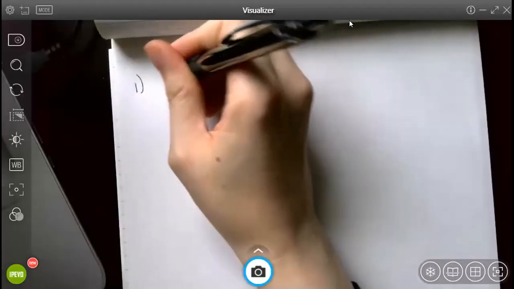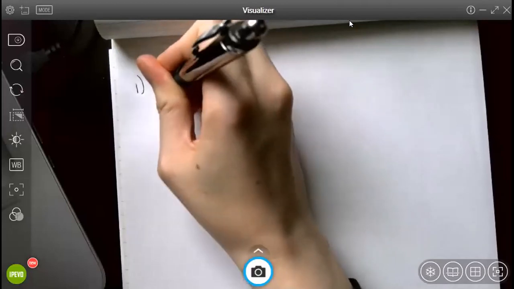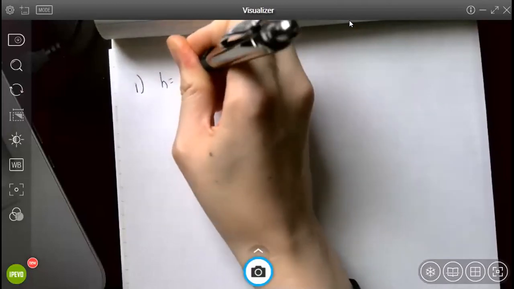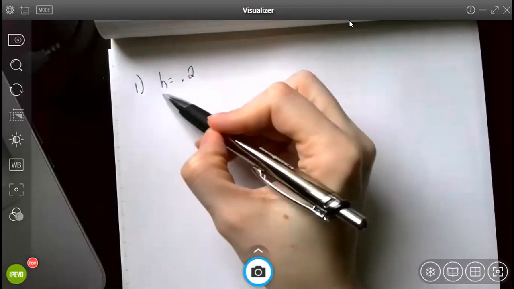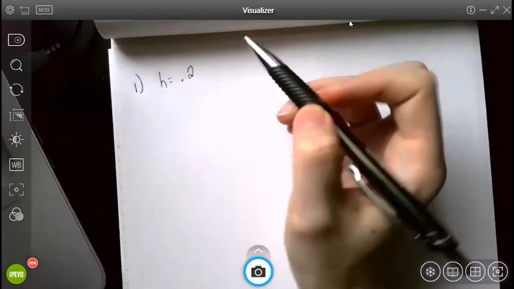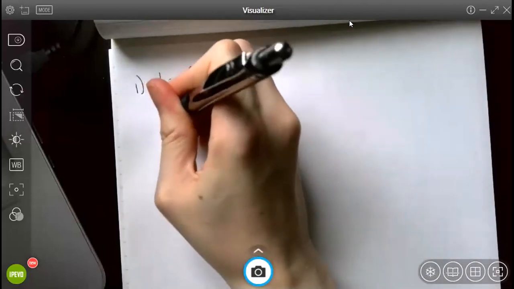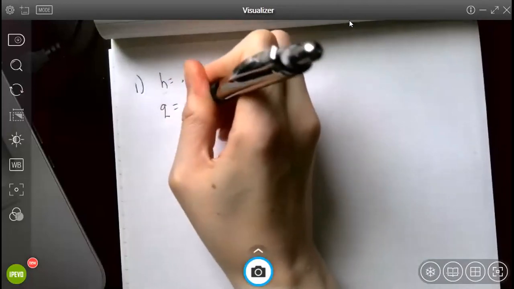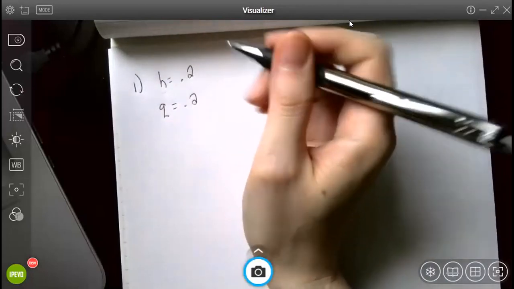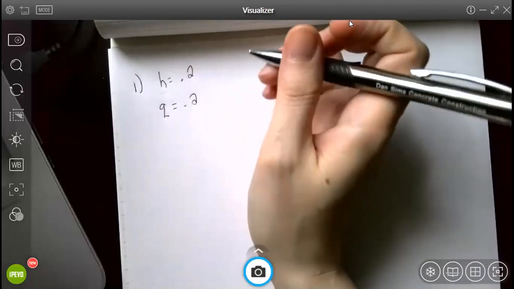Okay, so for the first question, it tells us that h is 0.2. And because this is a lowercase letter, what that's really telling us is that q is equal to 0.2. And it wants to know the genotype ratio.